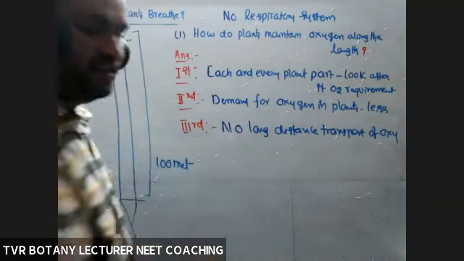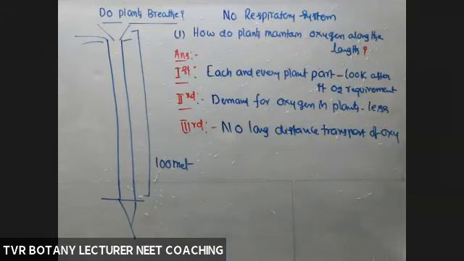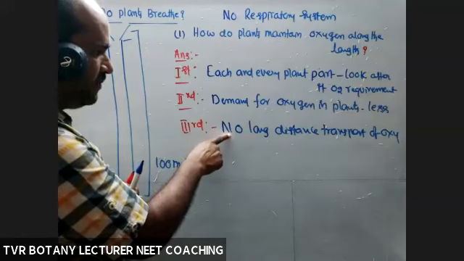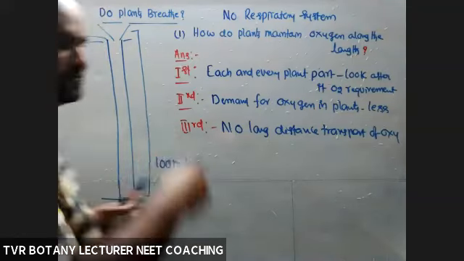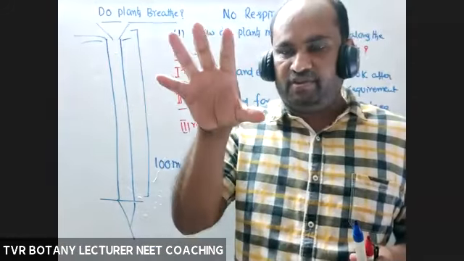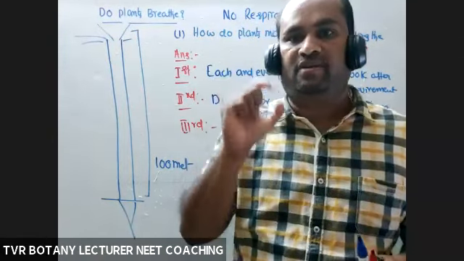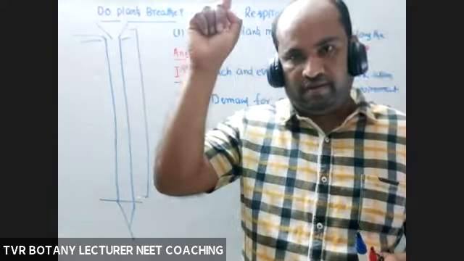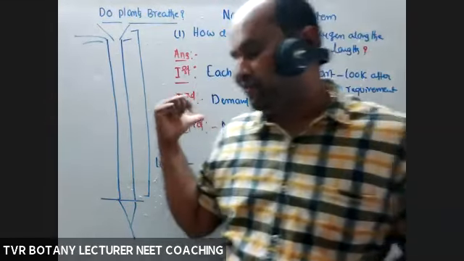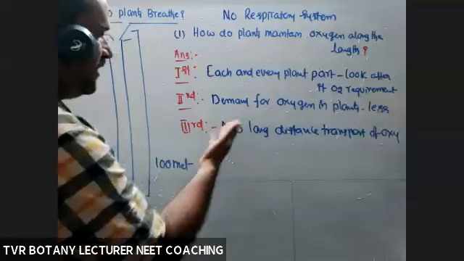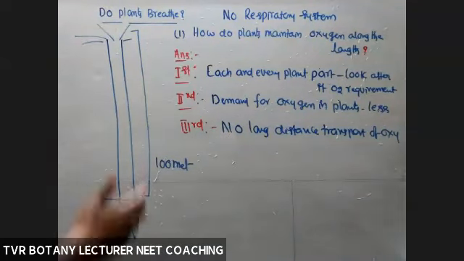So the rate of respiration in plants is very less. So that's why oxygen demand is very less. Next, each and every plant part is able to look after its O2 requirement. So that's why there is no long distance transport of oxygen. For example, xylem is able to absorb water and minerals from the soil. From there it is transported to the shoot system. For that, long distance transport is required. For food also, long distance transport is required. But what about oxygen? Long distance transport is not required. Reason: each and every plant part is able to look after its oxygen requirement, and the demand for oxygen is very less. Reason: the rate of respiration is very less.